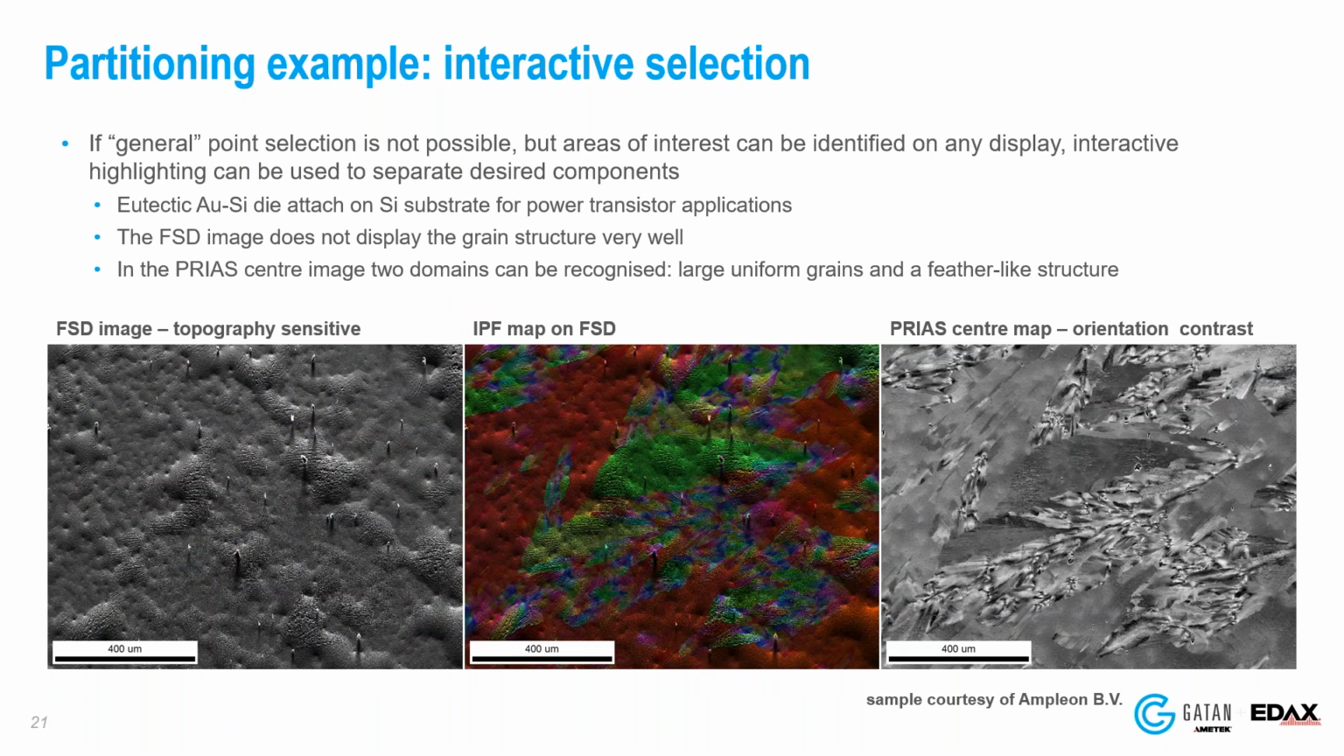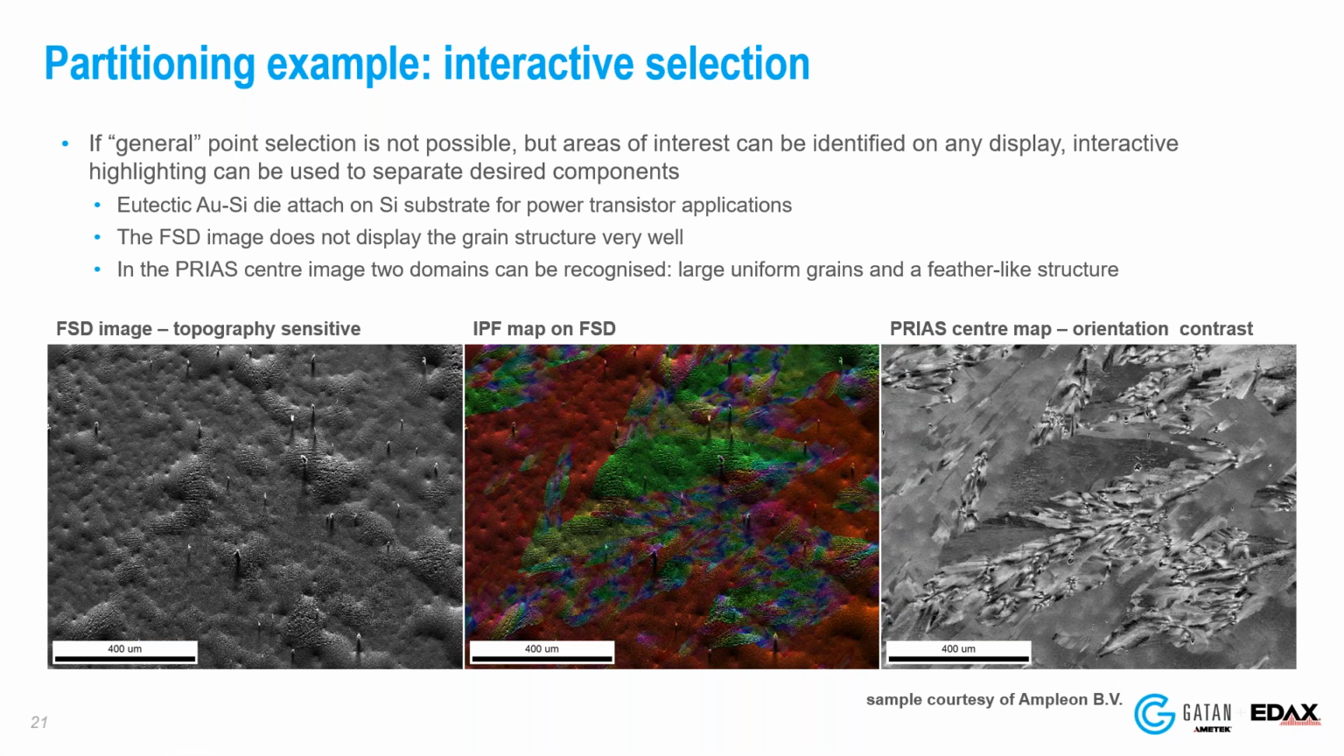That was using what we call highlighting. So I can select a section on a chart. Now, if I go here, I can also do it interactively. This is a gold silicon die attach on silicon substrate, power transistor application, so pretty heavy duty material. And I have a very nice IPF map. I can see large grains. I have some small grains here. The Prius map here on the right shows that structure very nicely as well.